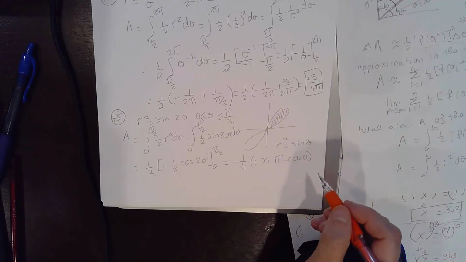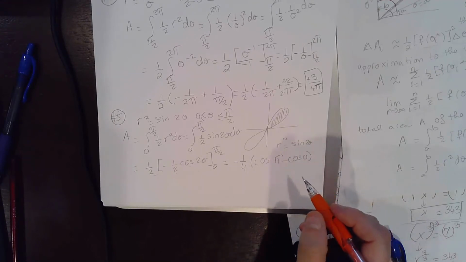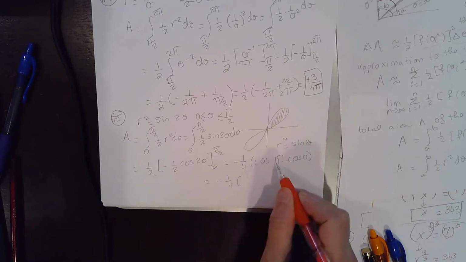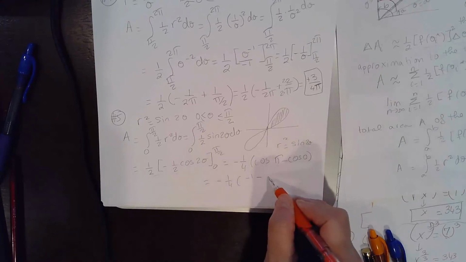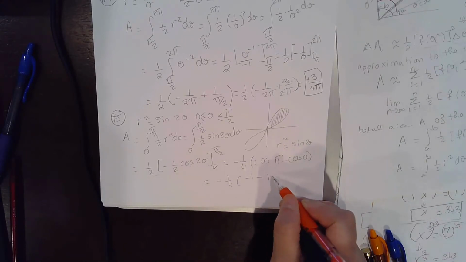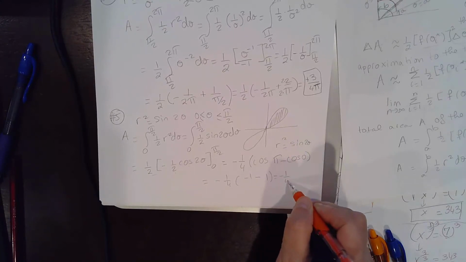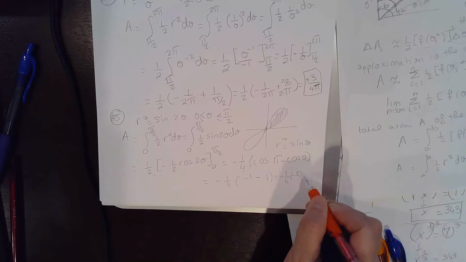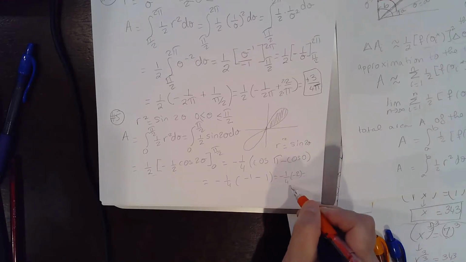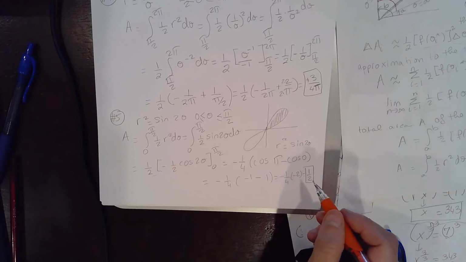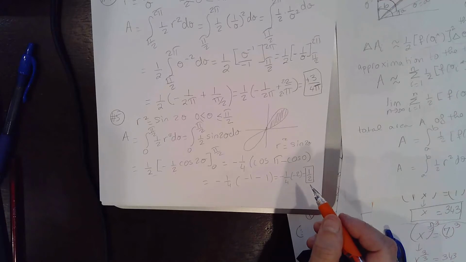We already know that cosine pi is negative 1. So that's negative 1/4 times negative 1 minus cosine 0, which is 1. So that gives us negative 2. Negative 1/4 times negative 2 becomes positive 2/4, that's 1/2. So A is 1/2.